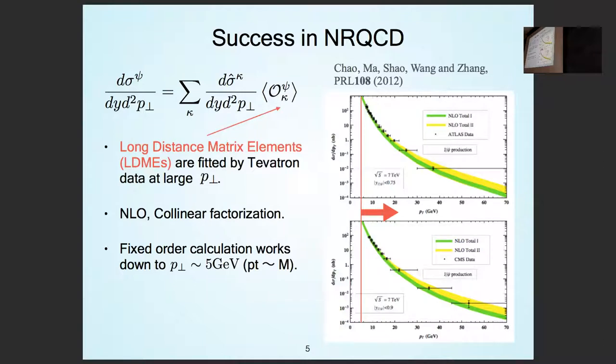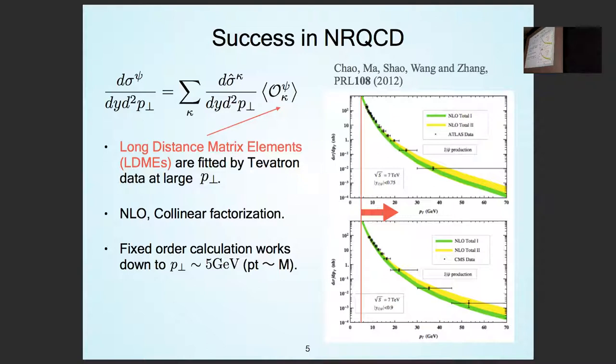So the J/psi production cross section is computed from the partonic QQ-bar production cross section and the long distance matrix elements. These long distance matrix elements should be universal. So at low pT and at high pT, they should be the same, but we don't know yet. So collinear factorization is a very nice, robust approach.